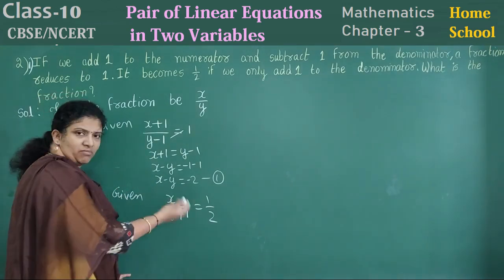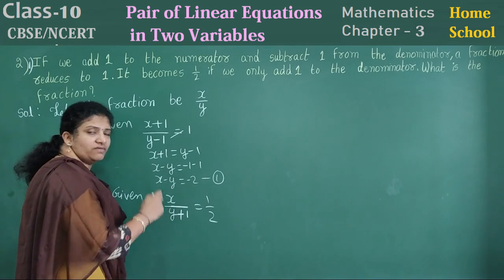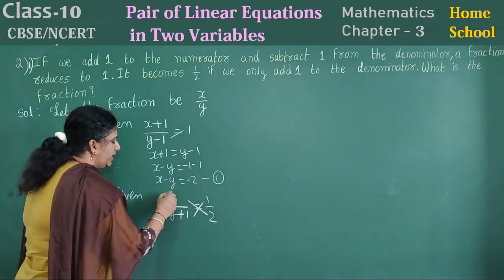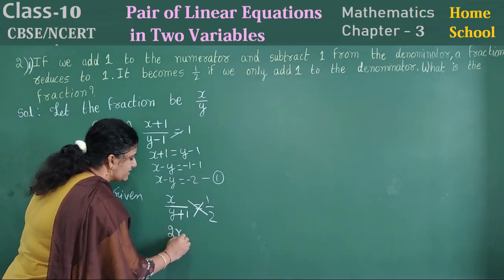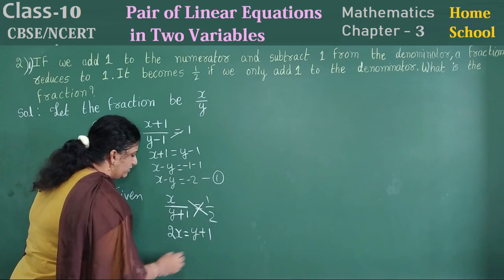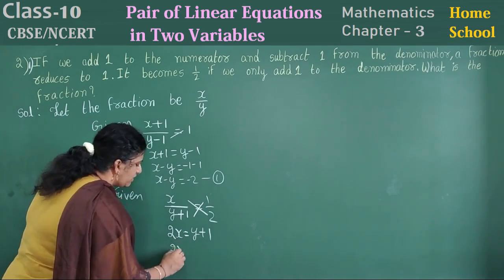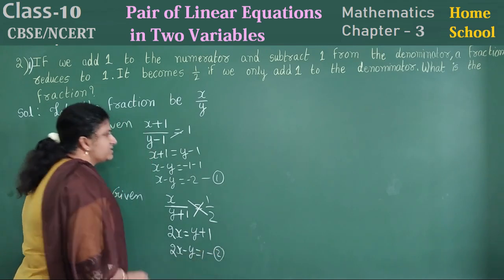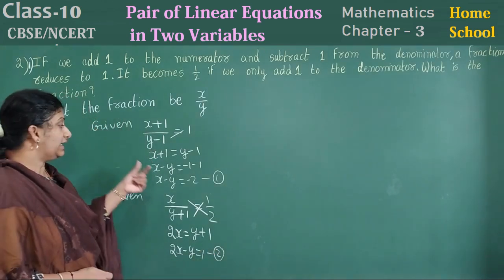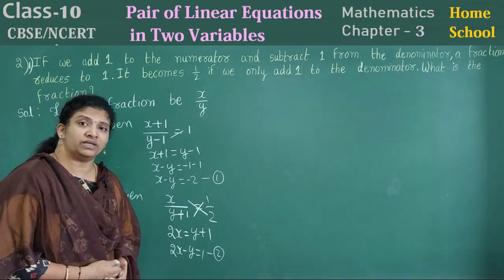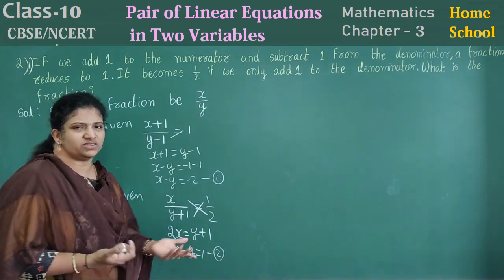Now again, in the same manner, we are going to cross multiply. We are going to get the equation: 2 into x, 2x; y plus 1 into 1, y plus 1. Bring y this side: 2x minus y is equal to 1. These are the two equations. Getting these two equations is difficult when you have a verbal problem. After getting equations, it's very simple.